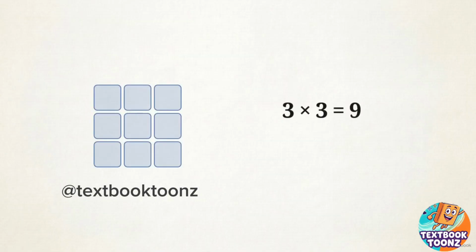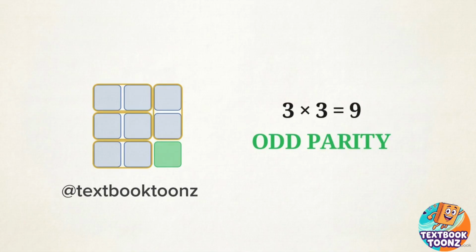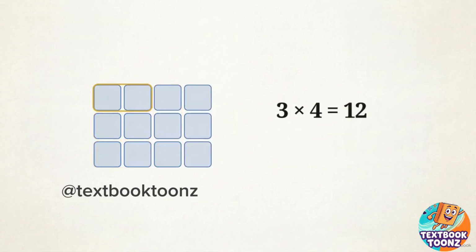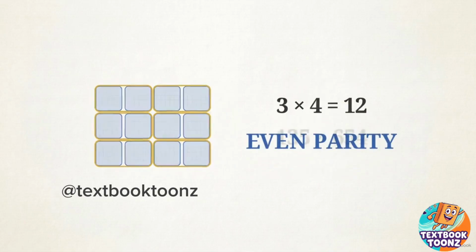Imagine looking at a massive grid. Can you determine if the total number of squares inside is odd or even without actually doing the multiplication? Look at a 3 by 3 grid. 9 squares leave 1 over. Odd parity. A 3 by 4 grid pairs perfectly for an even total.